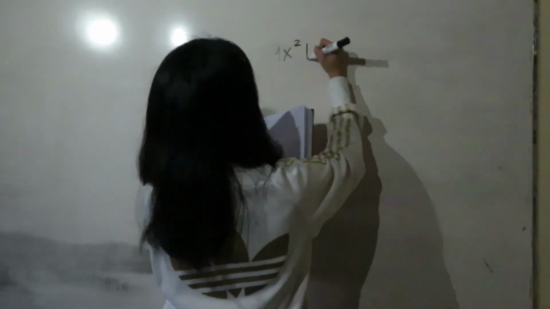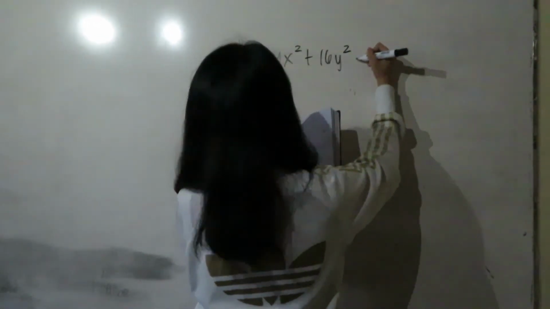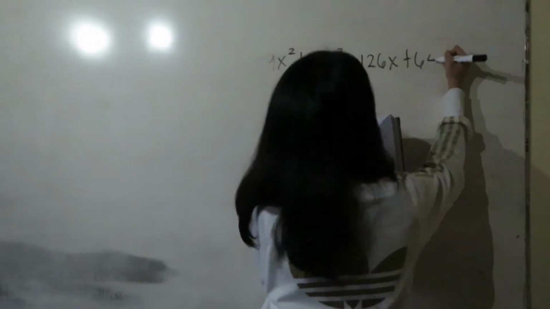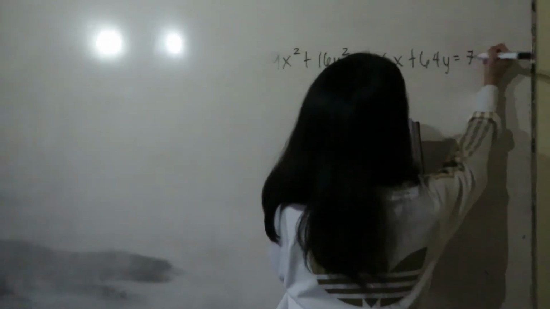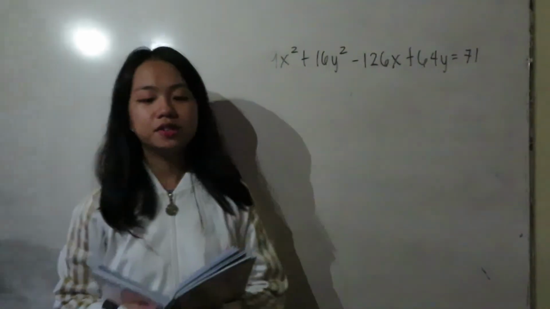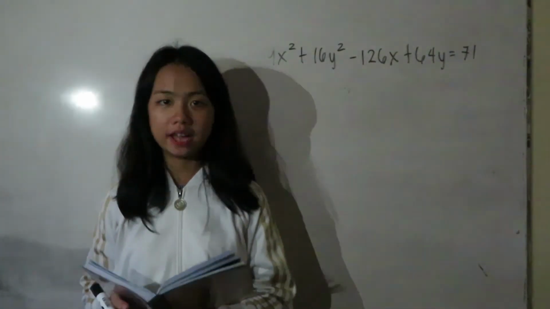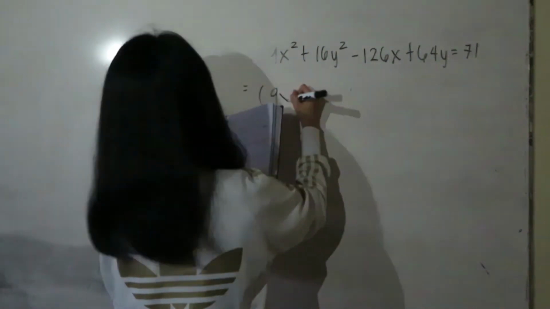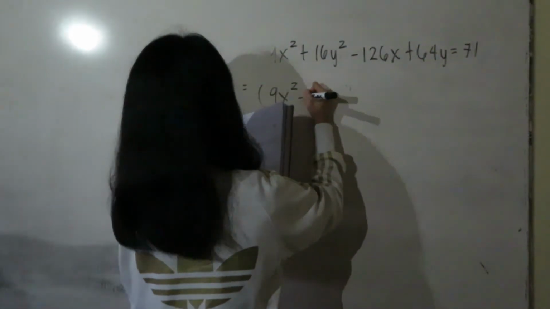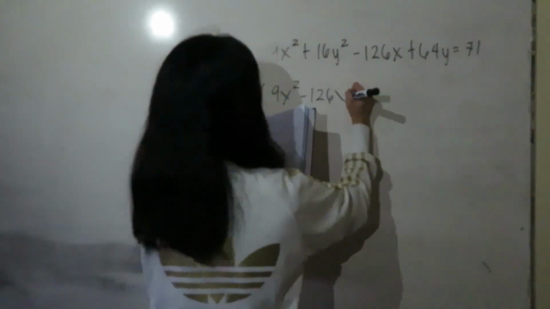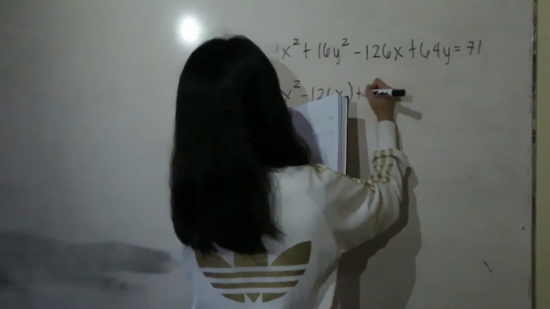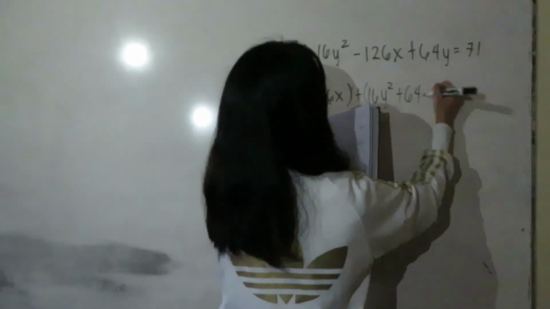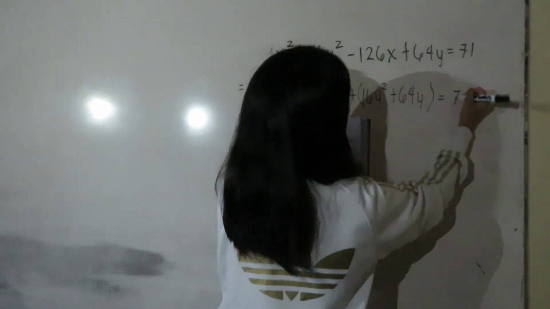Here is an example of an ellipse from general to standard form. 9x squared plus 16y squared minus 126x plus 64y is equal to 71. Step 1, group the x's and y's. So, 9 quantity x squared minus 14x, plus 16 quantity y squared plus 4y, equals 71.